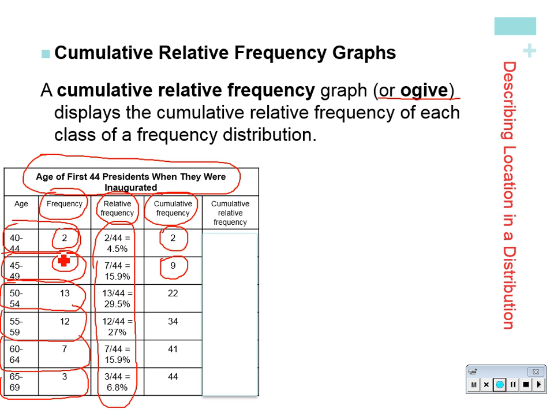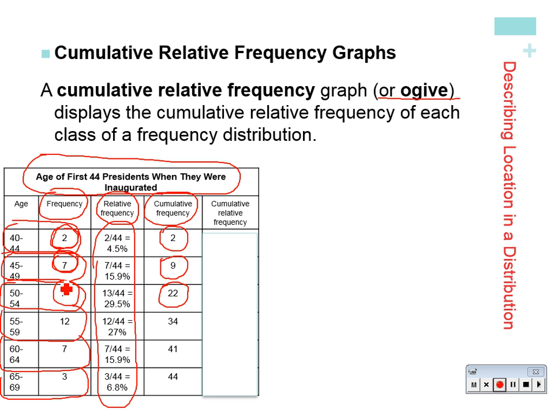So if I go to the next row, this 22, where does this 22 come from? Well, what we're basically saying here is that there were 22 presidents who were anywhere from 40 to 54 years old when they were first inaugurated. So what I did to get the 22 was I added the 2 here, the 7, and the 13 to get that. So I'm just keeping a running total of how many presidents there were for each of the different groups here.